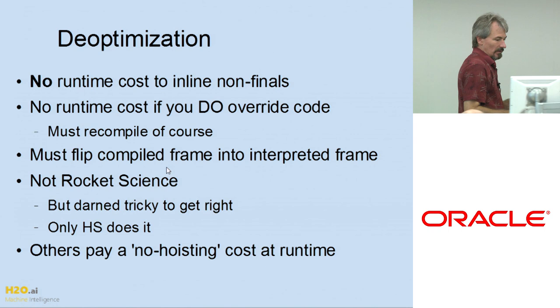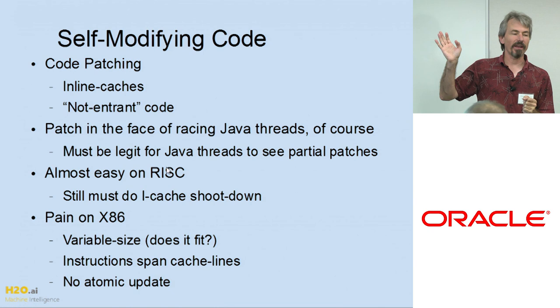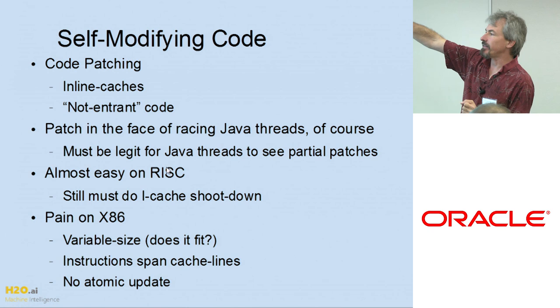Self-modifying code, there's a lot of it. So you do a lot of code patching for inline caches. Does everyone here know what an inline cache is? Who here does not know what an inline cache is? Let's go the other way around. There's a handful of people. Okay, so an inline cache is the thing that makes Java calls cheap enough to bother with. Otherwise, the language would never have gone anywhere.